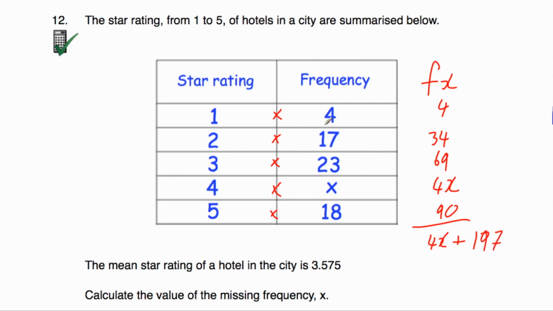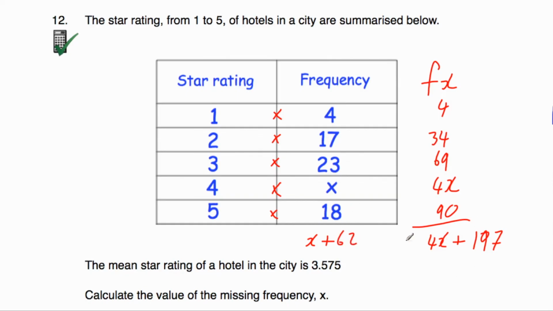Plus our 4x. So our total fx is 4x plus 197. Now let's add up our total frequency. Remember, to find the mean, we divide the total fx by the total frequency. So if we add up our frequencies, adding our x's to our x's, that's x, and then adding our numbers, 4 plus 17 plus 23 plus 18 is equal to 62. So it's going to be x plus 62.